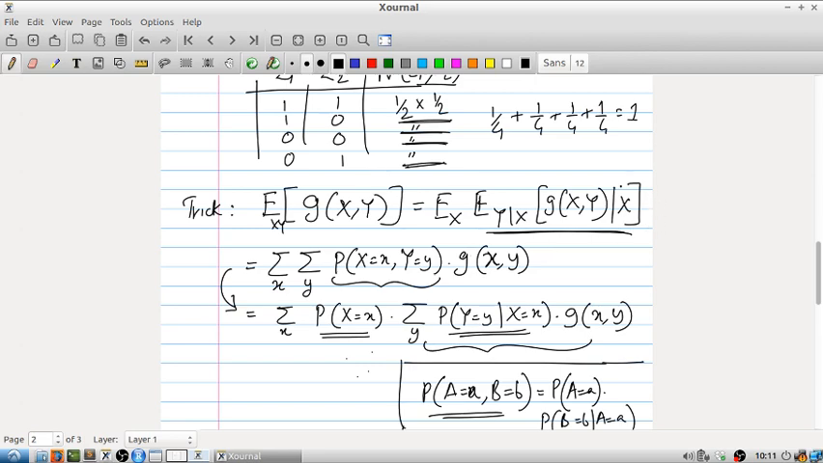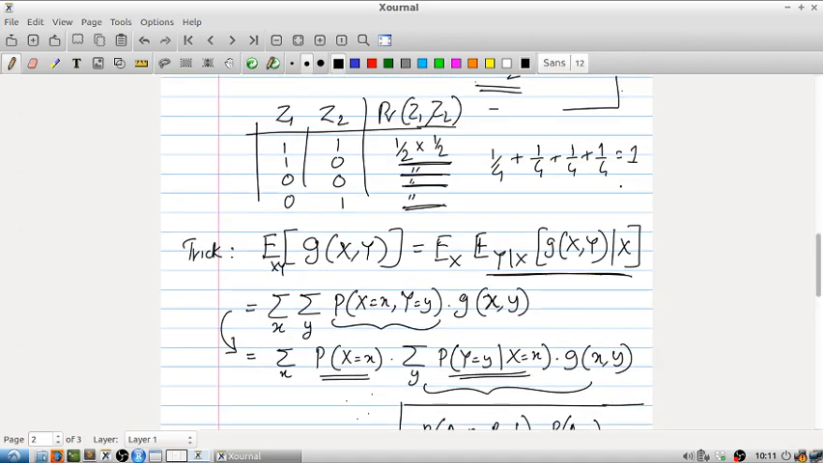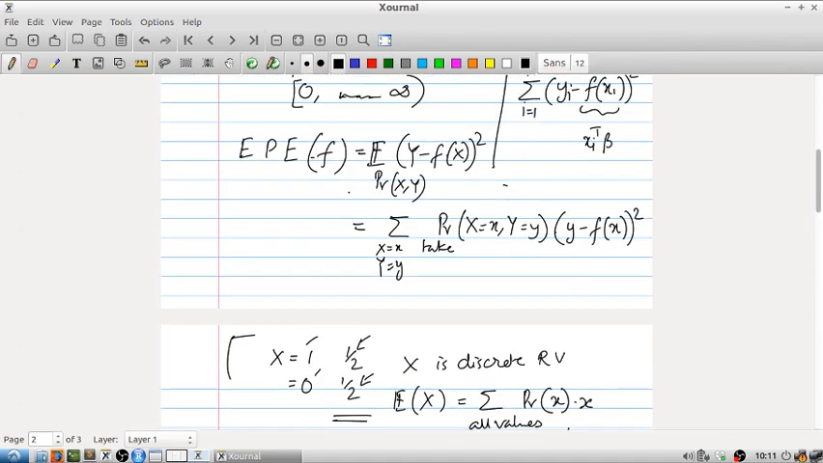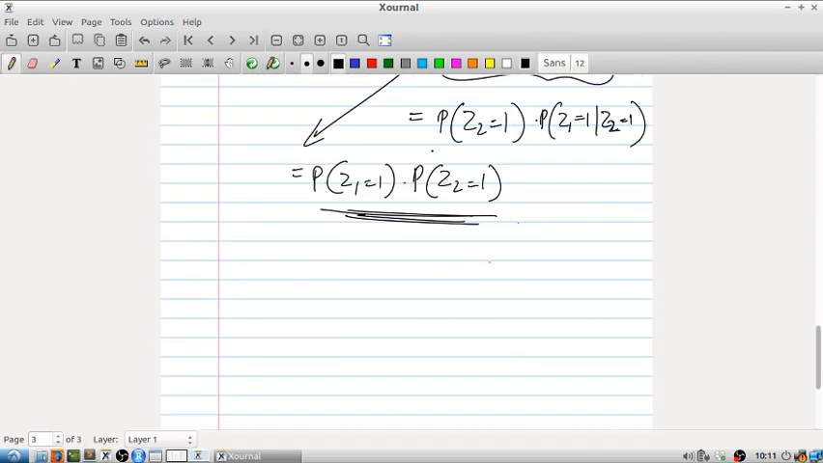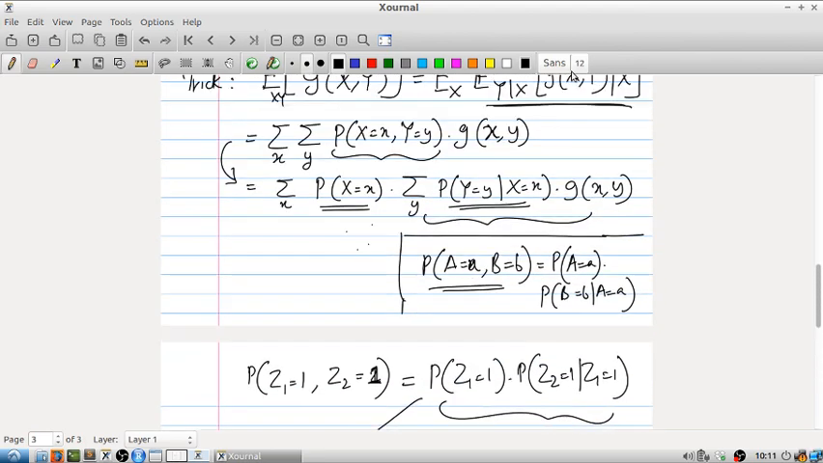If you just remember this as a fact, then we can write, if you see the EPE expression, it is the same, right? Expectation of x and y of something. This function is just the square of y minus f of x. That's all. So by writing it that way, the EPE of f is the expectation over x and the expectation over y given x. It is just a short form: when I say expectation of y given x, all we mean is the conditional distribution is being used in the summation. That's all.